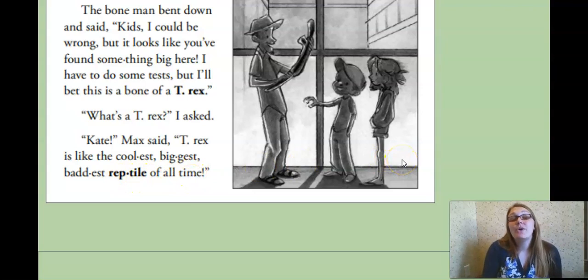Wow. So we found out who the Bone Man was. He's the expert from the college who knows all about bones, and he thinks the kids found a T-Rex bone.